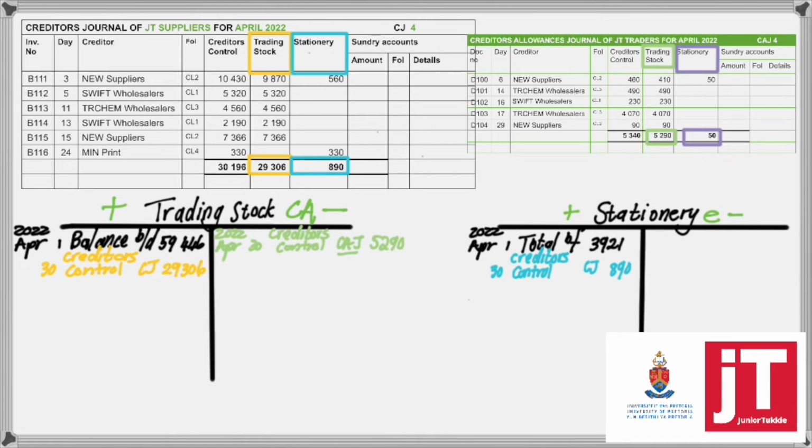And then when I post from a creditors allowance journal, yet again, I look for the stationery column, or for that matter, it might even be in the sundry accounts. This time it was a column, and I'm going to post that total. That is 50 Rand worth of stationery that I returned. So it needs to minus my expense account. So I'm going to put it on the credit side. Creditors control 50 Rand. So I do not need to balance these accounts because I did not ask for it. So save yourself some time and move on to the next part.